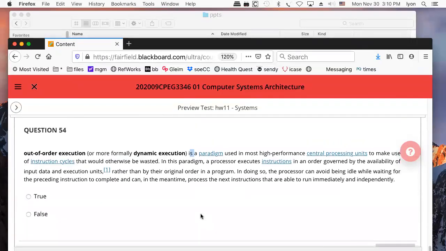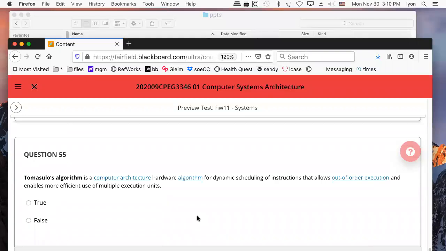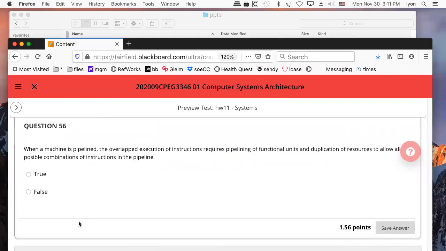So we just did this one, out of order execution. Let's do this one. Tomasulo's algorithm. Now that comes right out of the book. It's a computer architecture hardware algorithm for dynamic scheduling of instructions that allows the out of order execution and enables more efficient use of multiple execution units. And that is also true. So this is how you do the speculative out of order execution. And that's a thing you can Google. I'll spare you the Googling.